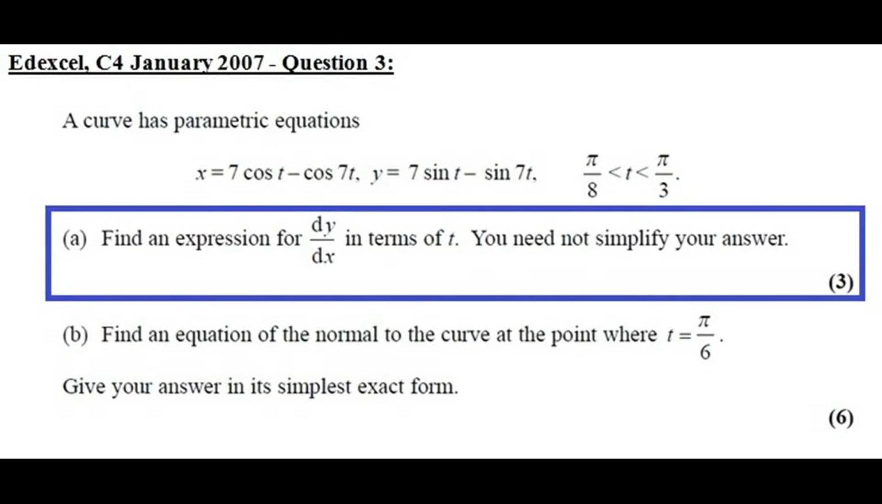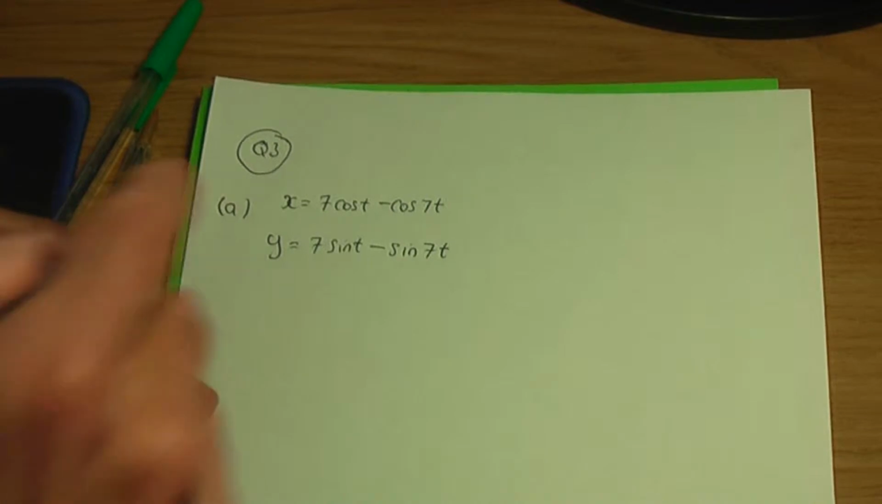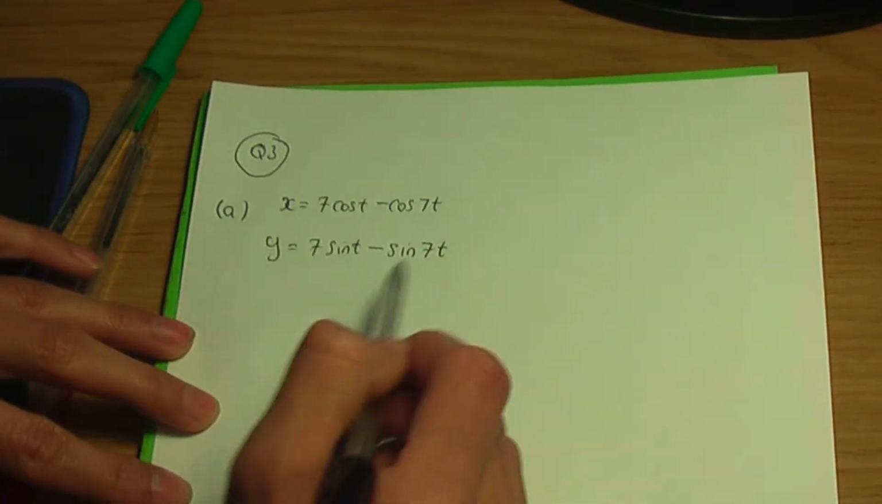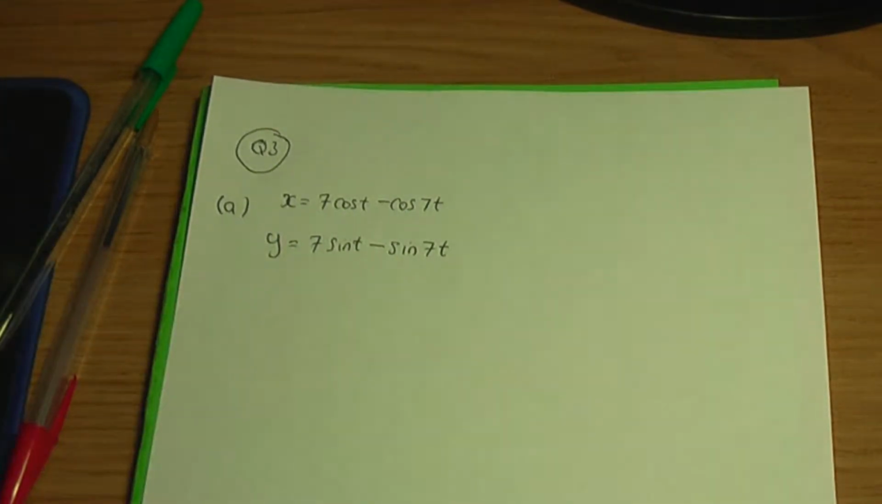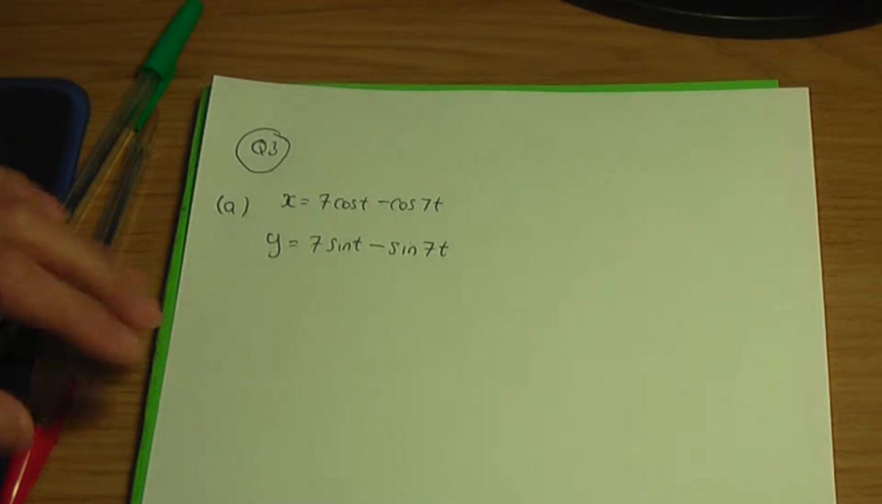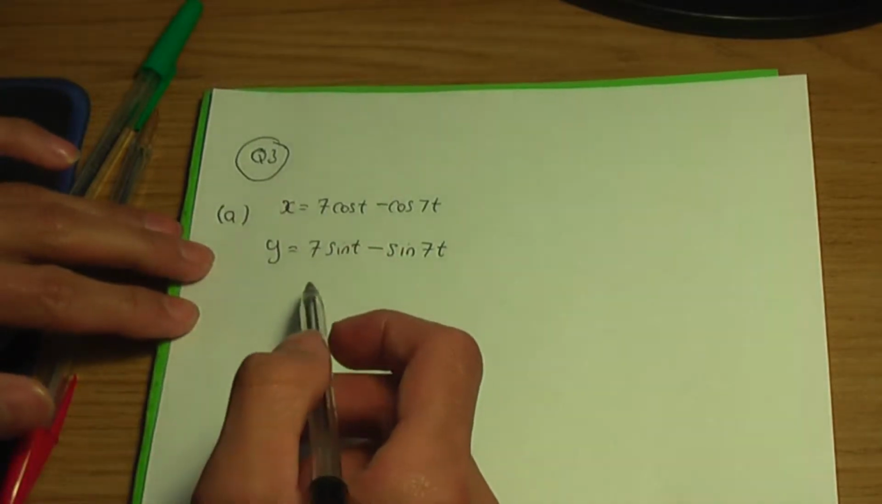In part A of the problem, we need to find an expression for dy over dx in terms of t, and you need not simplify the answer. So let's think about this question. Let's get back to the paper and pen. So here are the parametric equations. Now, if you're not sure about parametric differentiation, I have created a video on this with examples, and I'll give a link to this video in the description below. However, let me show you how this is done.